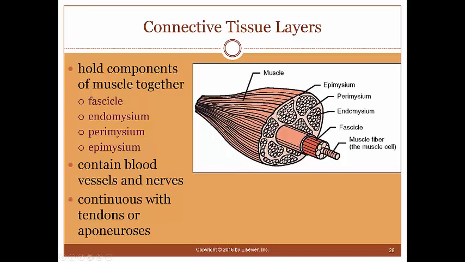Endomysium, perimysium, and epimysium will actually be continuous, turning into either a tendon where it attaches to the bone, or an aponeuroses where we end up having an attachment like at the linea alba. Muscle is very highly vascular, so there are a lot of blood vessels that come in here, and it's very rich with nerves because nerves have to actually hook up to tell these muscles what to do.